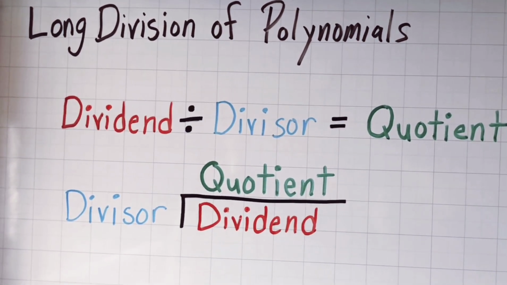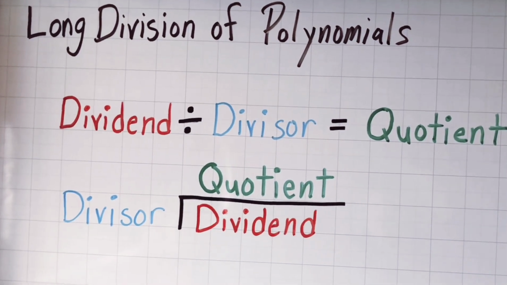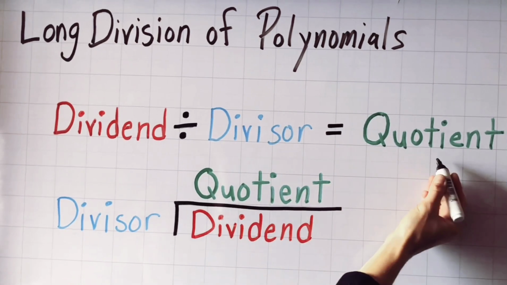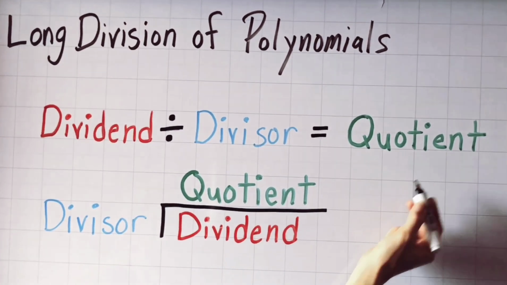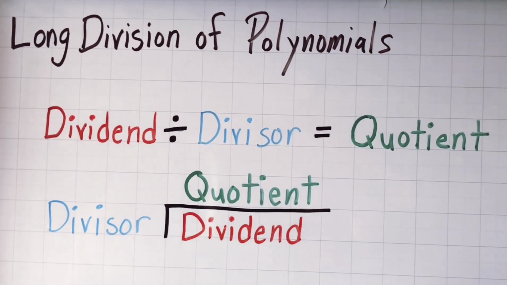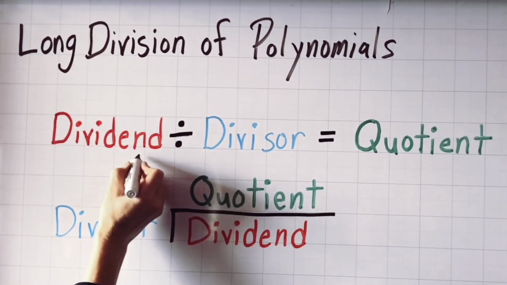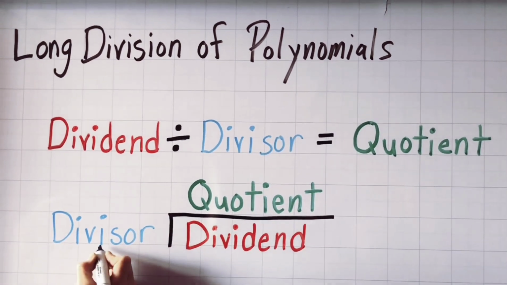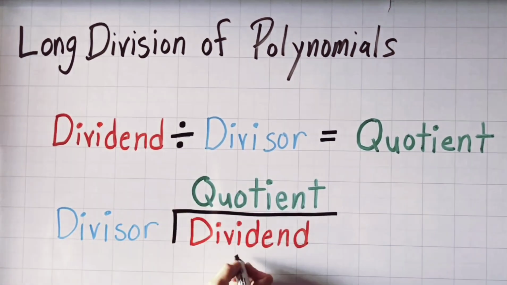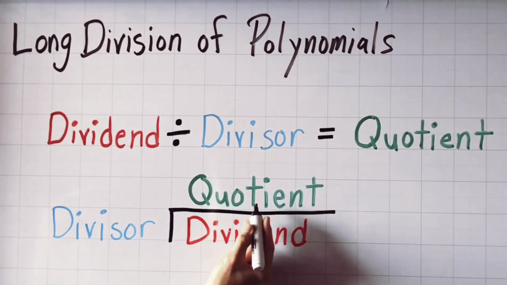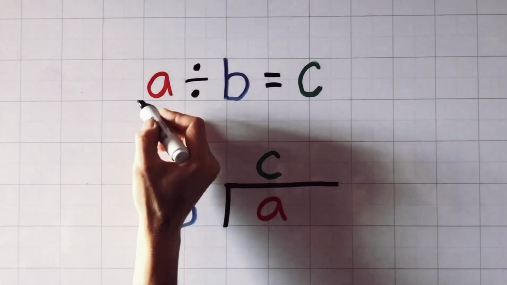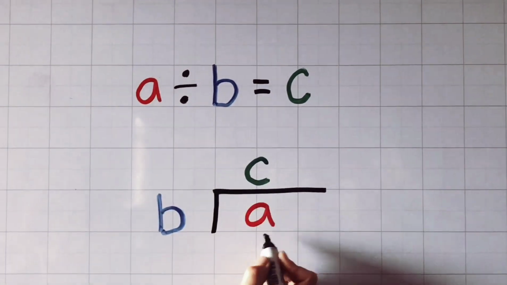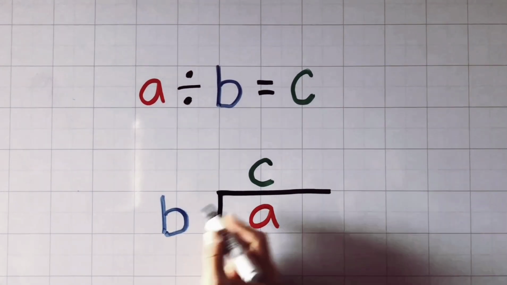So first we have to remember how to do long division. Usually we're given a problem where we have the dividend divided by the divisor, and that gives us the quotient. When we do long division, we use the box, and we always have to remember that the dividend goes inside of the box. Then it's divided by the divisor. So first, inside, divisor, outside, and that gives us the quotient. Here we can see A divided by B equals C. Remember that A goes inside, divided by B, and that will give us C.